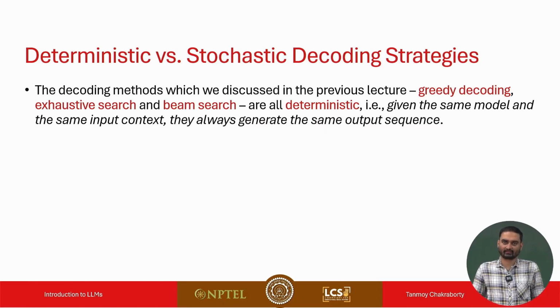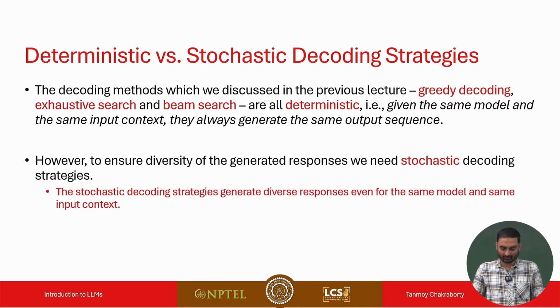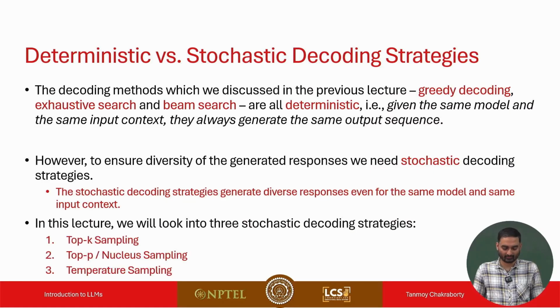Deterministic versus stochastic strategies. If you use greedy or exhaustive or beam search, right, you would end up producing accurate results, but the response will not be diverse. So we'll discuss three strategies today: top k, top p, and temperature sampling.